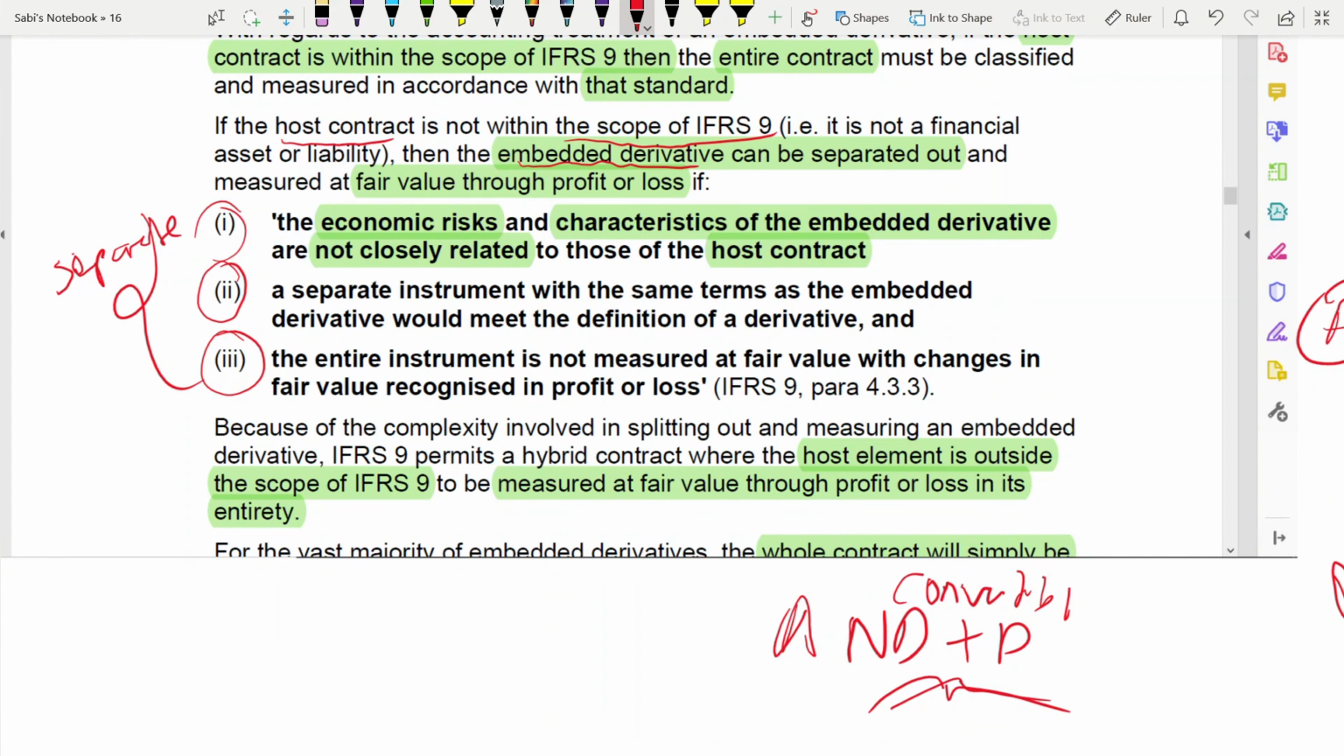For example, if the economic risk and characteristics are related, the same as the host contract, don't separate out. If there is no separate instrument with the same terms, do not separate out. Third one, if the entire instrument is measured at fair value, do not separate out. Okay, so can you see that? It's just that you have to learn it that way. That's it. So this is nothing hard.